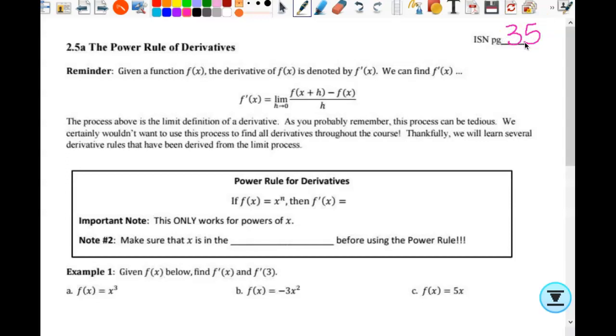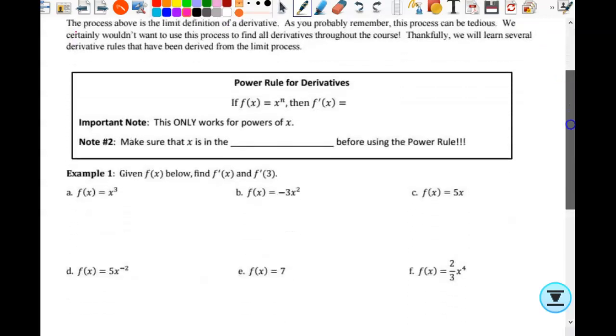Okay. So we're going to start with the power rule, which is going to help us with polynomials and some other things. All right, but we could definitely have used the power rule on what we just did. But again, this is the actual definition of a limit, okay? So the process above is the limit definition of a derivative. As you can probably remember from 5 minutes ago, the process can be tedious. So we don't want to have to do that on everything.